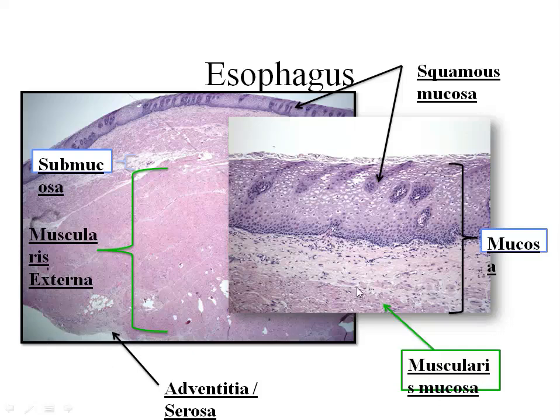Now here in the muscularis mucosa, you can see the presence of smooth muscles. Now somewhere you will find these kinds of structures. These are the glands, esophageal glands and mucous glands present.